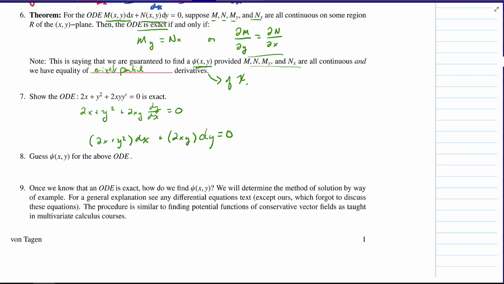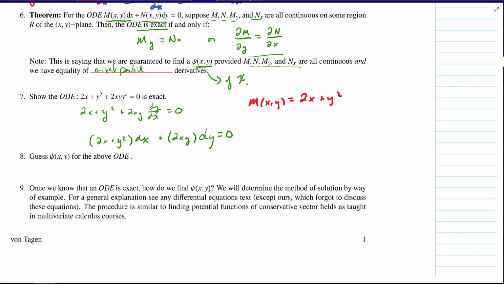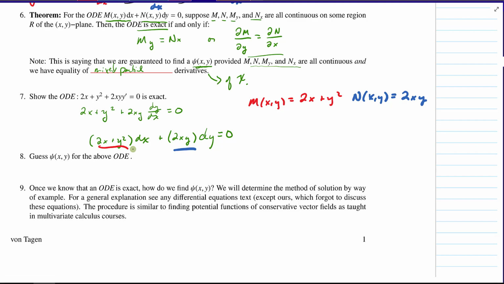And so here we can see that our m of xy is the multivariate equation 2x plus y squared, and our n of xy is the 2xy. So there's our n, there's our m. Of course, it doesn't matter whether you switch your m's and n's, you just have to be consistent. To check whether or not this equation is exact, it's not enough just to put it into differential form. You have to have this equality of mixed partials.